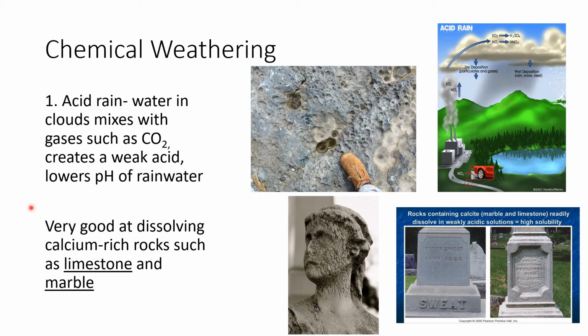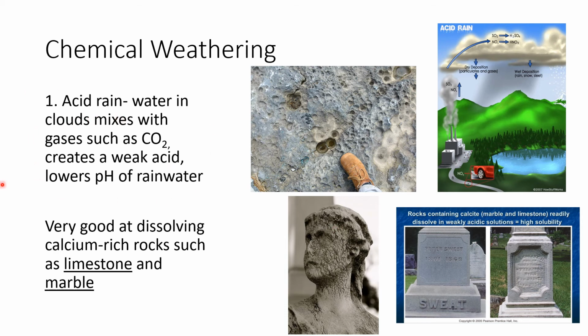And that acidic rainwater is really good at dissolving rocks that have a lot of calcium-rich minerals in them, like limestones and marbles. This headstone is made of marble, and you can see that it has dissolved quite a bit over time, versus this particular headstone, which is made of granite, which is very low in calcium-containing minerals, so it's much more resistant to this type of acid rain. And this is an example of a marble-carved statue that's had its features eaten away by acid rain.